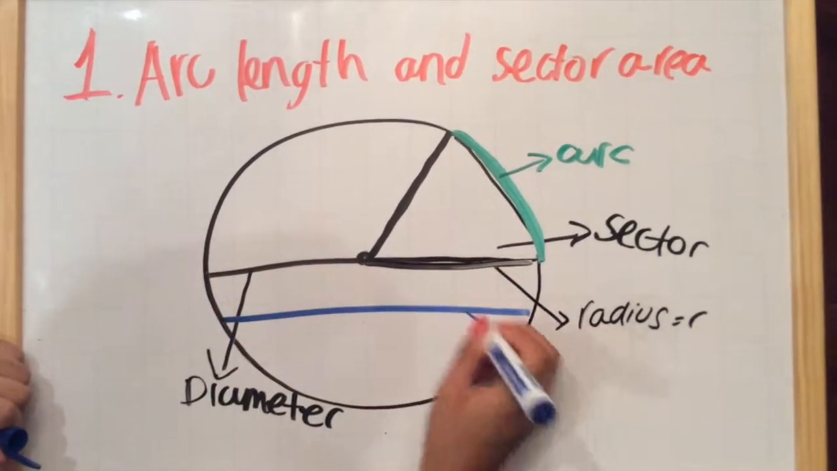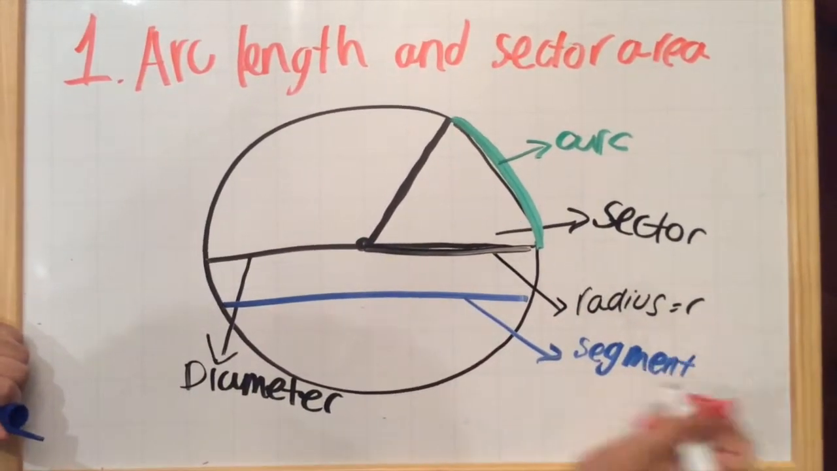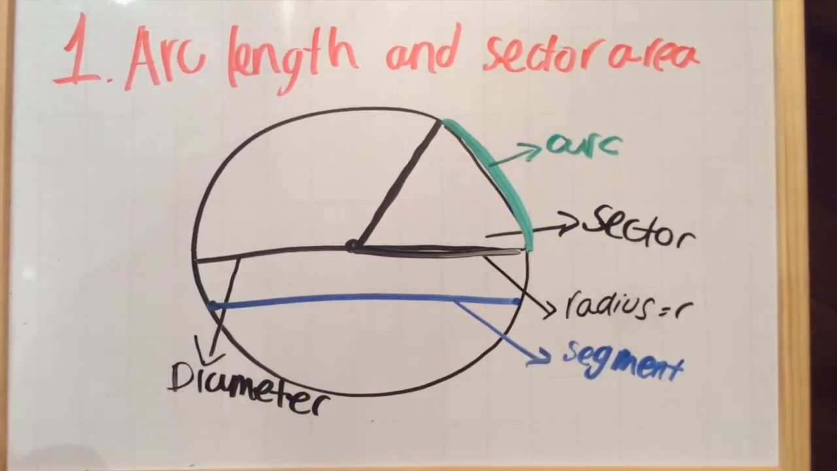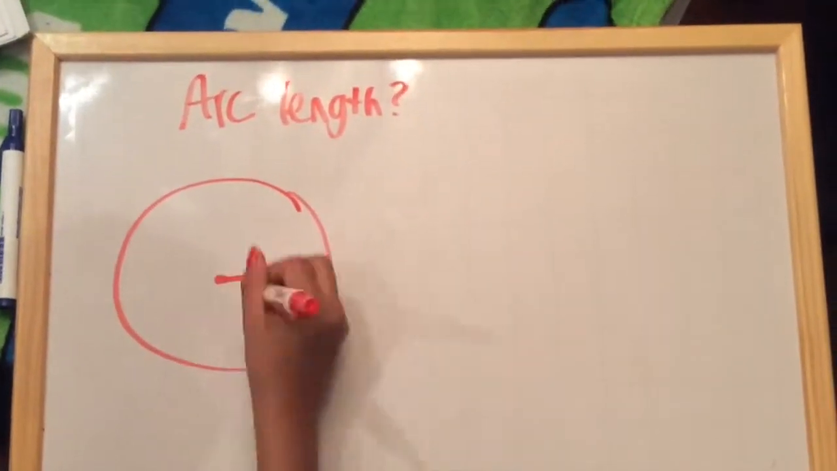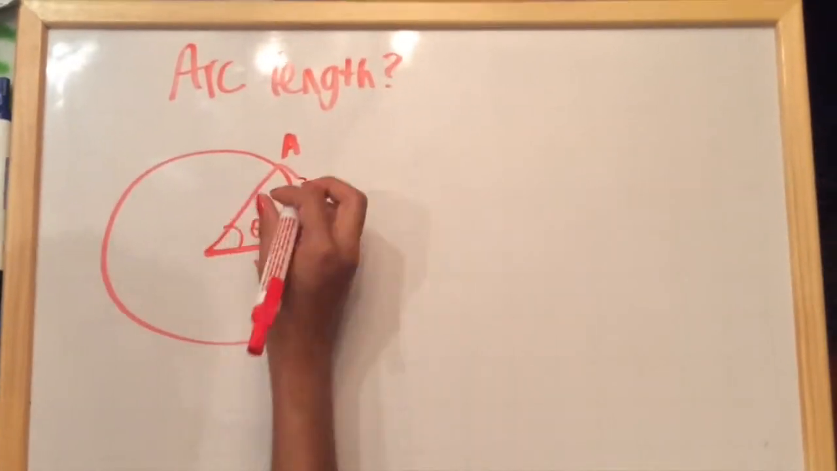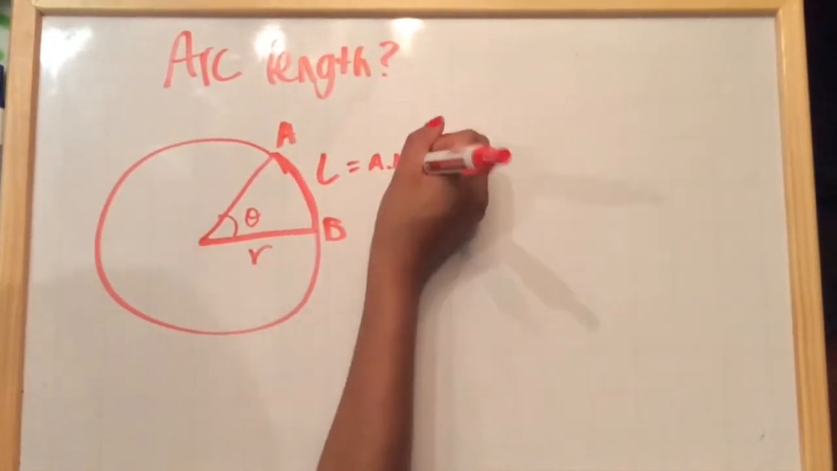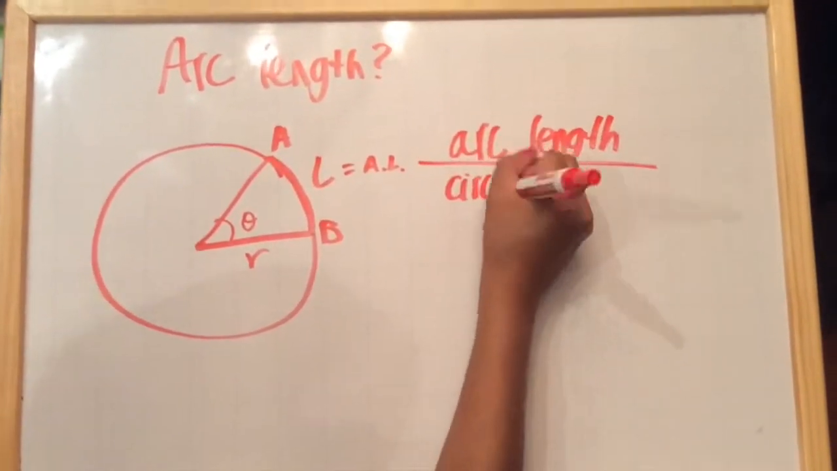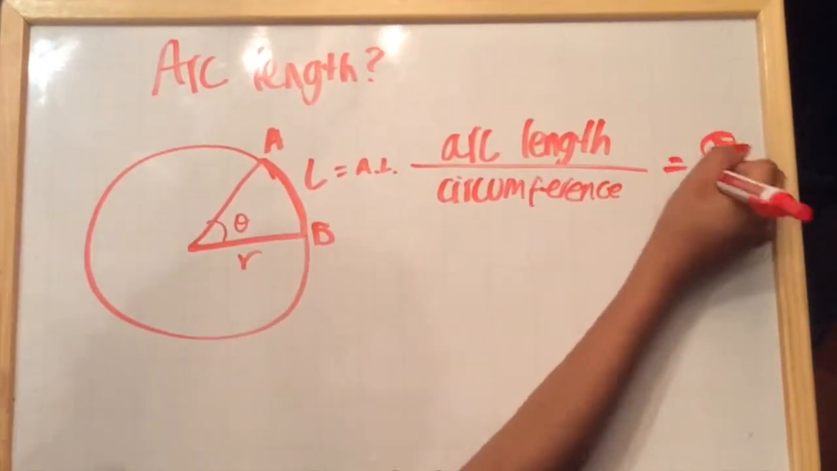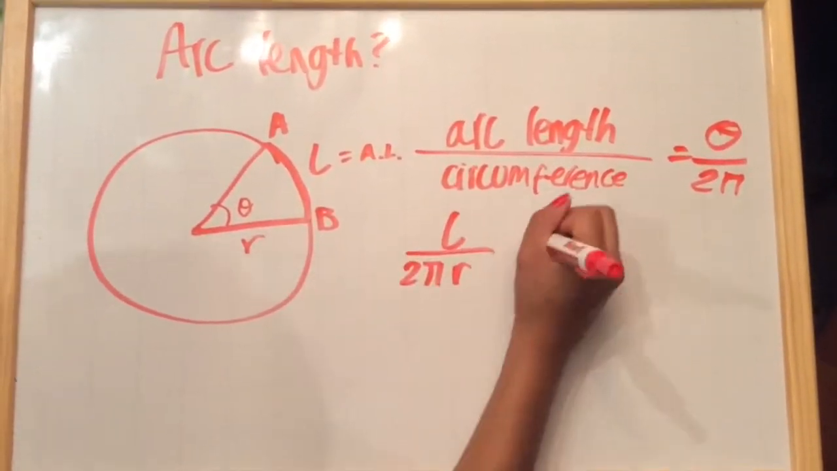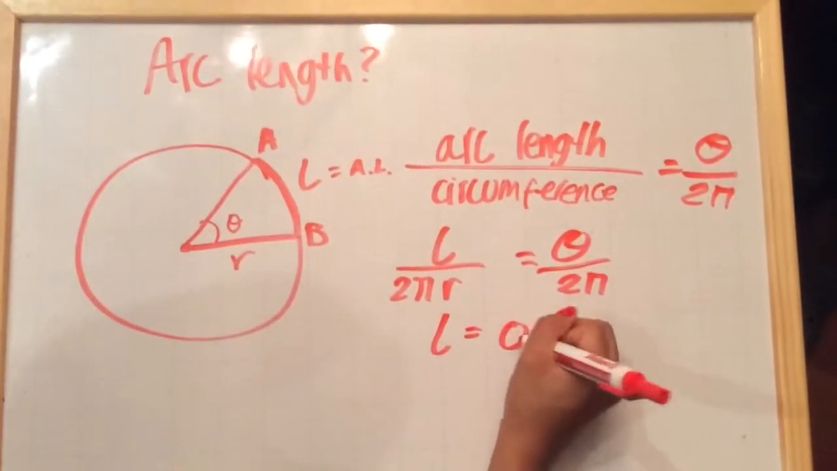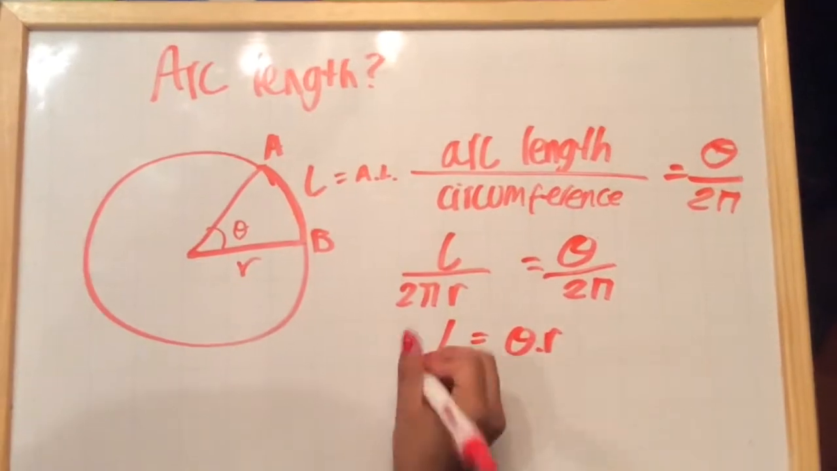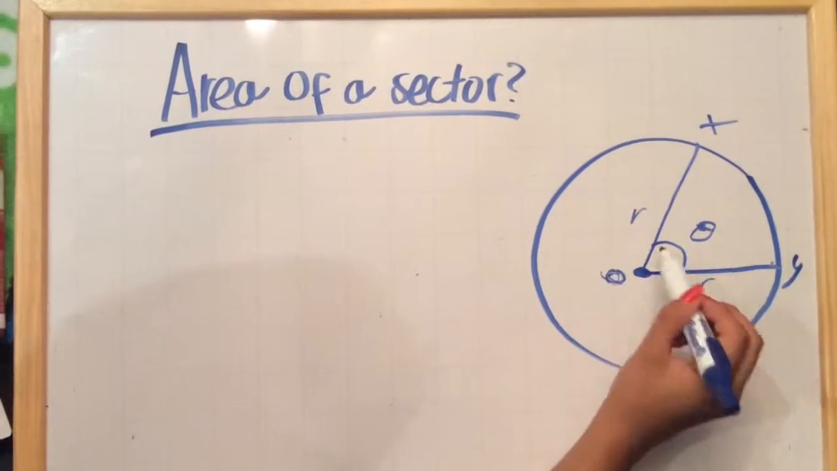Now with the blue marker, I'm showing a segment, as it doesn't go beyond the two points in between the circle. Now the question is how to calculate the arc length. Now the question is how to calculate the area of a sector.